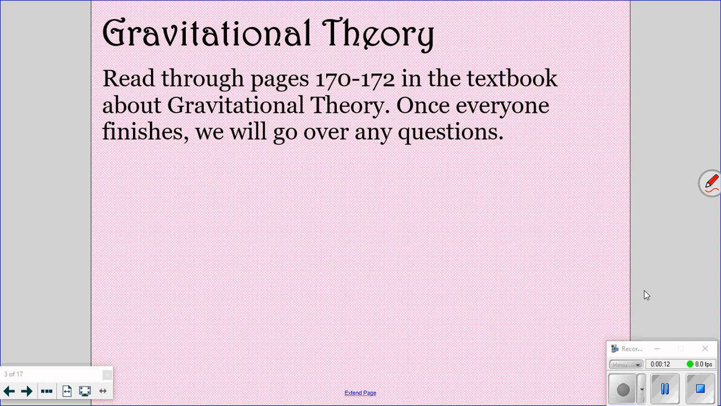I want you to read your book, page 170 to 172, about gravitational theory. It's a lot of information that I just want you to kind of be familiar with. If you have any questions, I can go over it. But once you get to Newton's law of gravitation, you can stop. We're going to go over from there. But just kind of read through about the gravitational theory.